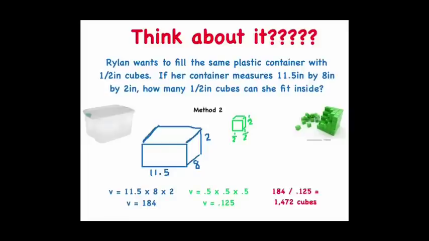The second method that I would like for us to talk about is where you take the volume of the larger container, you take the volume of the smaller container, and then you divide. So the volume of the larger one is 184 cubic inches. The volume of the smaller one, 1/2 times 1/2 times 1/2, is equal to 0.125 cubic inches. And so you take 184 divided by 0.125, and you get 1,472 cubes. So those are the two methods which you can use to solve this problem.